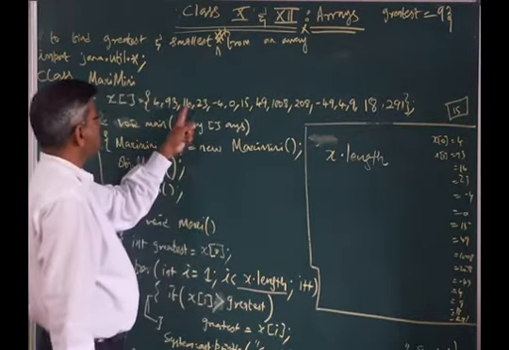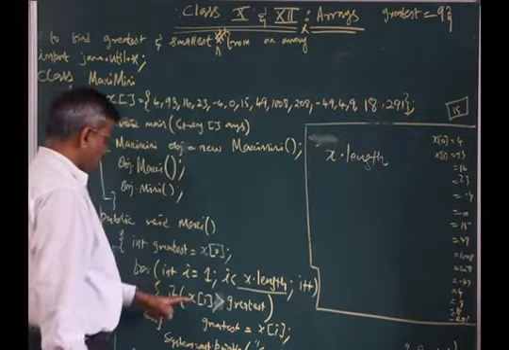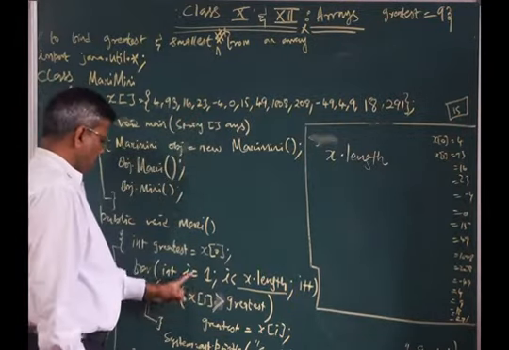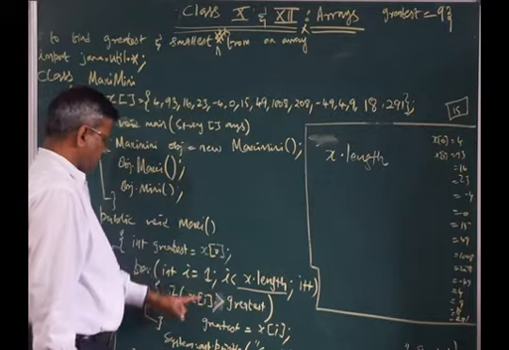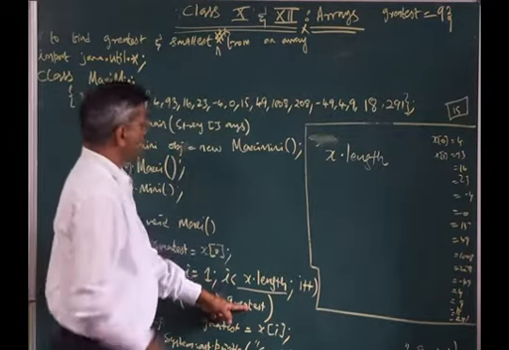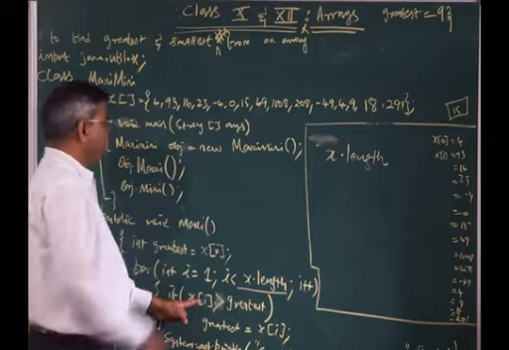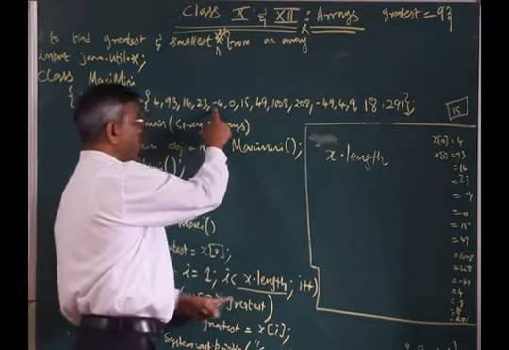The I value will be 3. What is x of 3? X of 3 will be 23. Is 23 greater than 93? No. Next I means minus 4. Is minus 4 greater than 93?